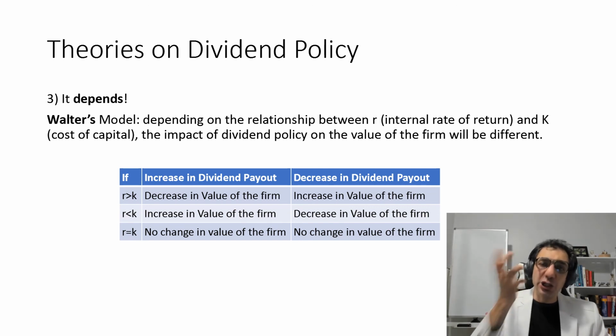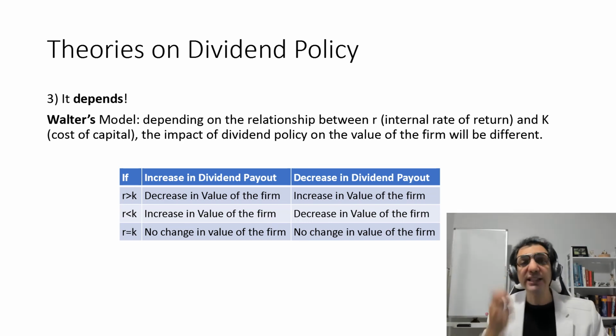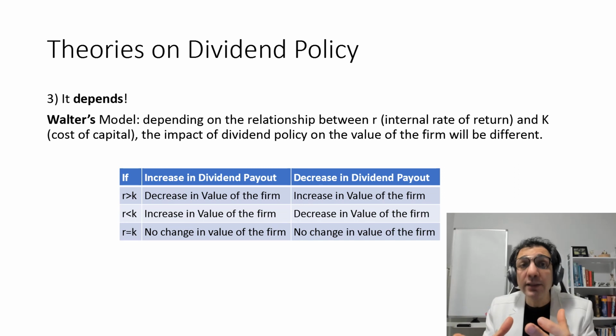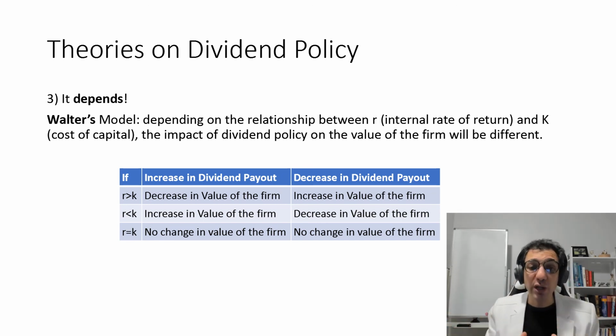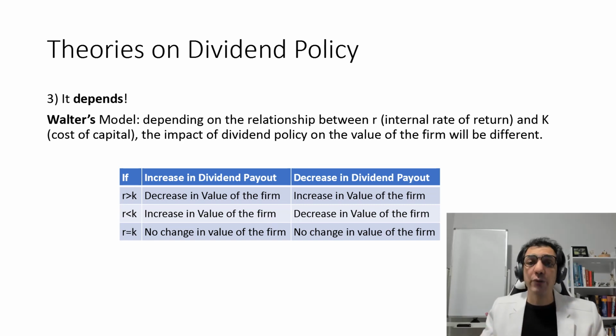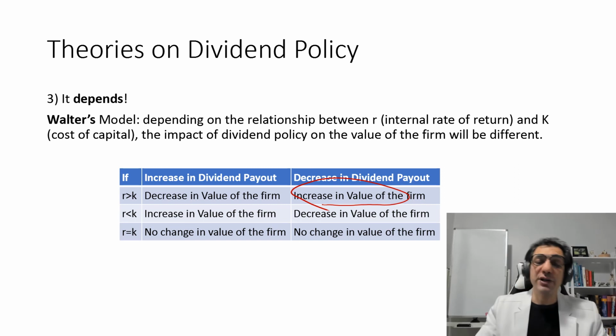If the internal rate of return, which is the rate of return of the investment of the company, is greater than the cost of financing or the cost of capital, it's better to keep the money in the company. So if you pay dividends, what will happen? Paying dividends will reduce the value of the firm. So don't increase the dividends. Just try to decrease the dividends. Keep the money in the firm, and just reinvest in your project. So it's better to go with decreasing dividend payments. In this case, you can increase the value of the firm.